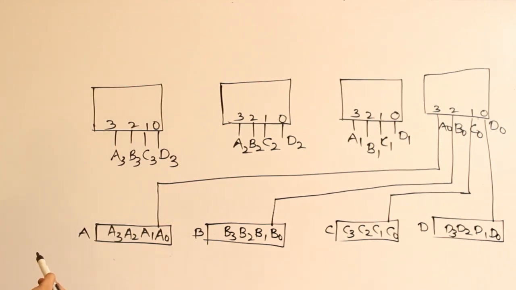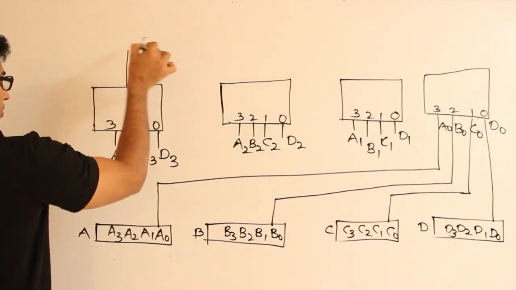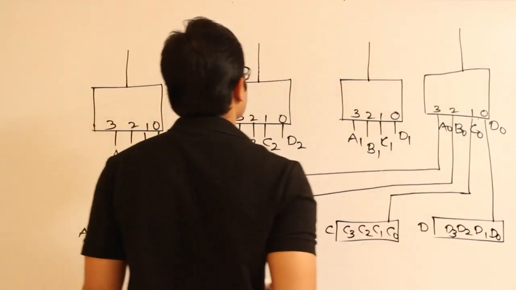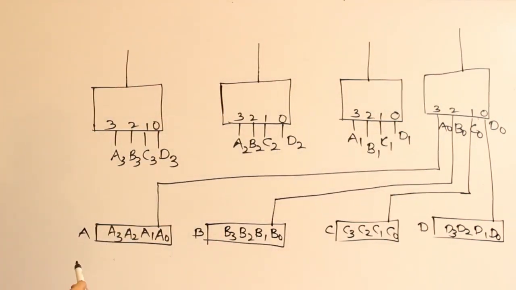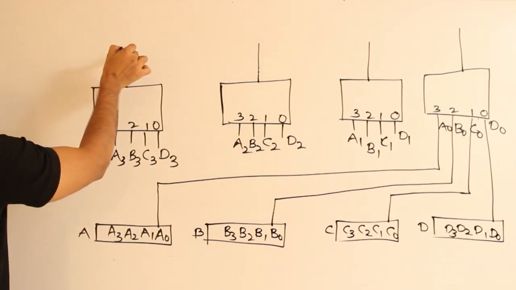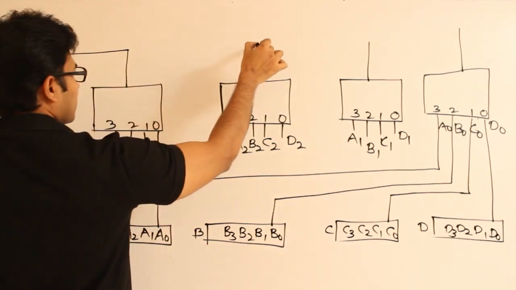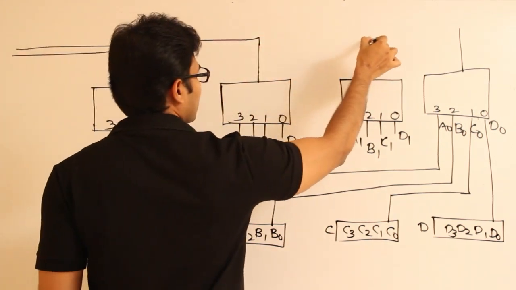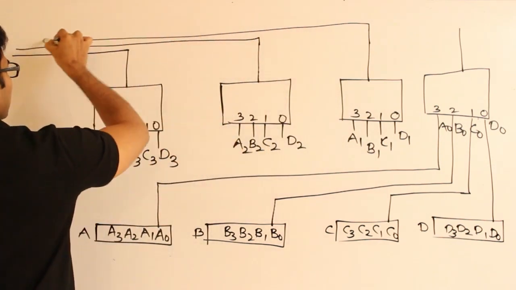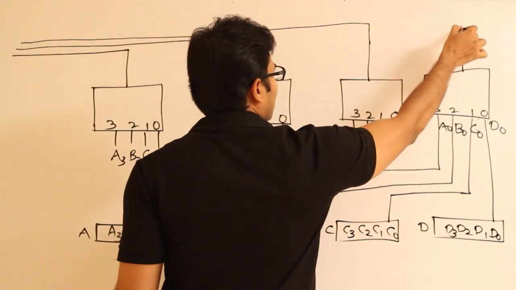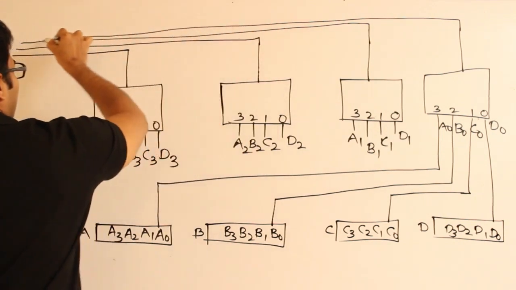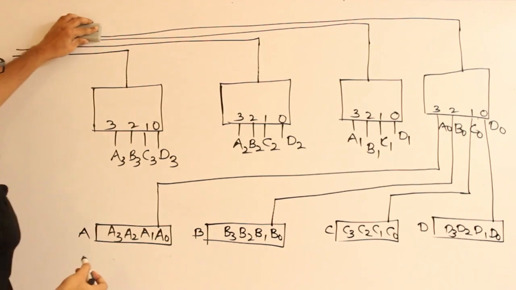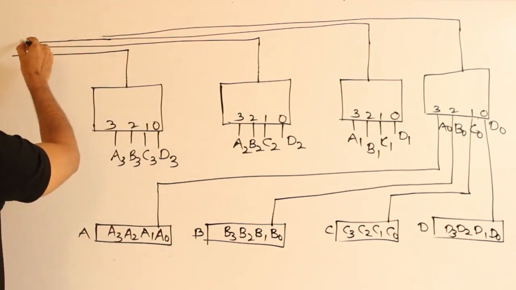Got it? Okay, now we are going to get the output here. So let's see how the output will be. So this is the output from one, and this is the output from the other one, and this is the output from the other one. We call these 4 lines the bus. We can use these 4 lines as the bus. So what is the reason? I'll just tell you now.